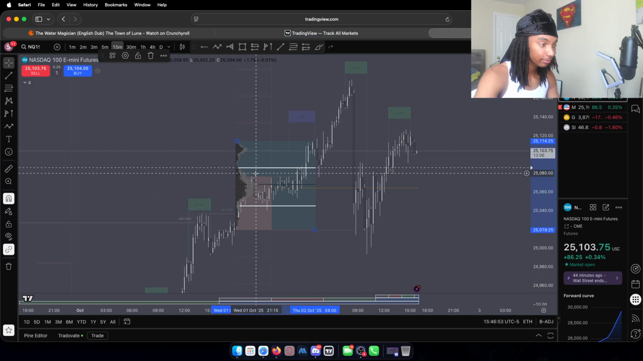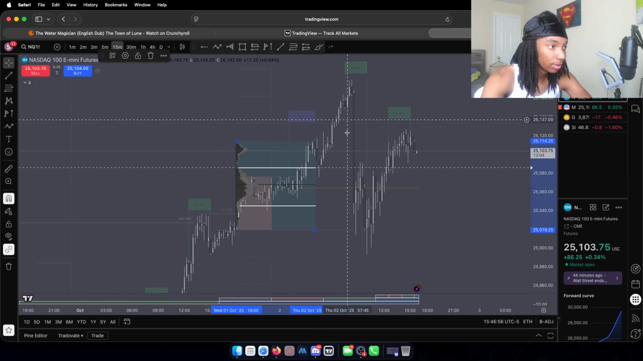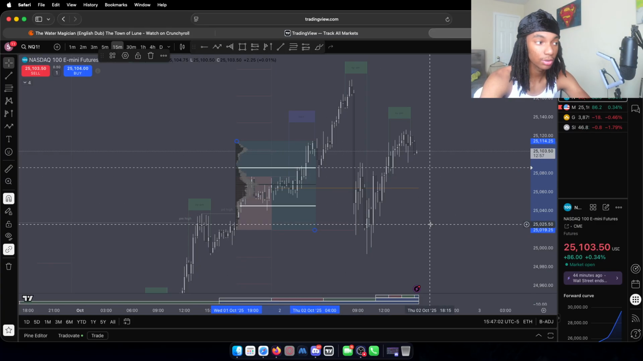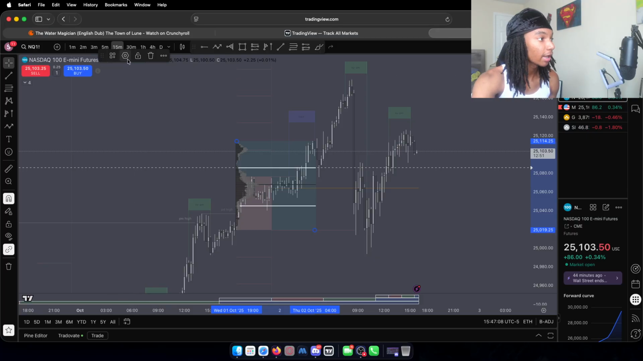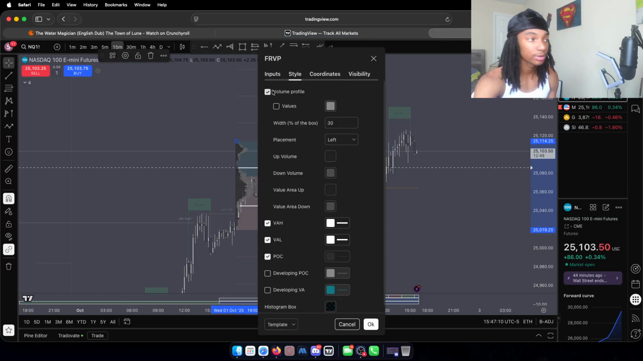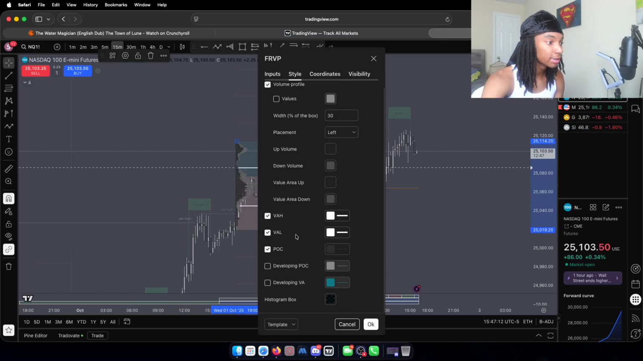And today, we ended up pushing through it and used this value area high as another push through and then continuation down, right? And it's very simple. Let me give y'all my settings, because this is not even that hard of a strategy. It's super duper simple.